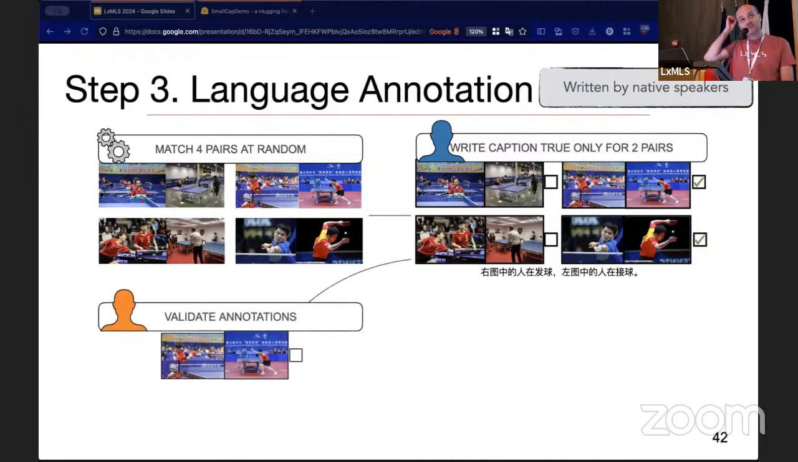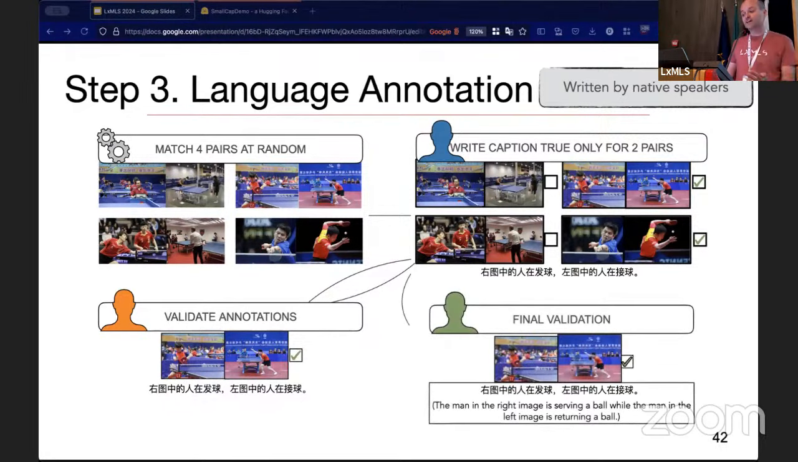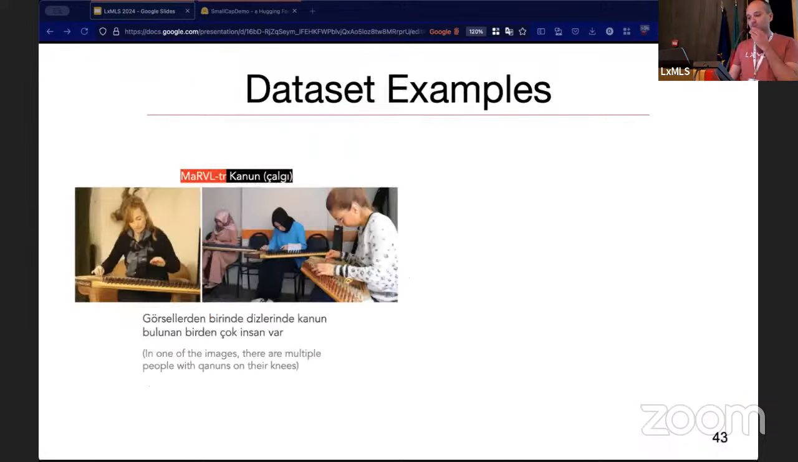We then have a different annotator validate the accuracy of this image sentence pair. And if it's correct, it's great. Otherwise, we go back and we try to collect more data. And then there's a final validation where we try to make sure the data is as clean and as accurate as possible. And from this, we have a very reproducible process where we have an inter-annotator agreement of 93% according to Fleiss-Kappa. We can also take a look at some examples of the data.